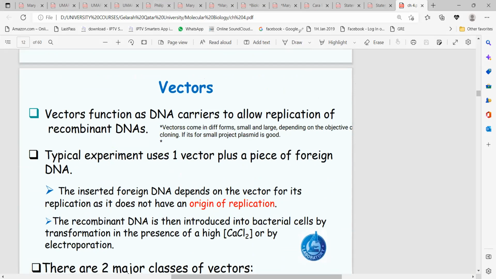Now, the next thing is, after endonuclease you produce sticky ends, and now the next thing is vectors. What I told you, vectors are carriers. They are what? The plasmids, right? Yes, mostly plasmids are vectors. Vectors function as DNA carriers, so the gene of interest goes in vectors. It can be a plasmid as well. Okay?